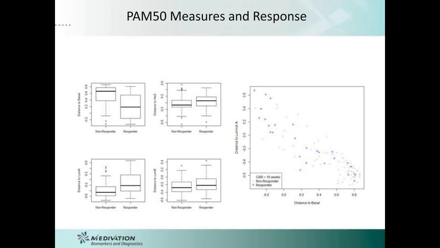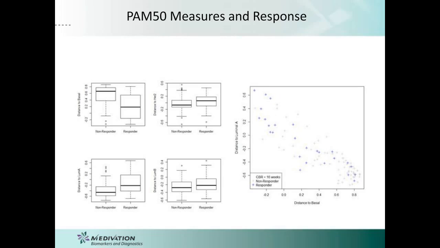And then on this next slide, we dig a little bit more deeply into the PAM50 measures. And we're looking here at the distance, instead of just calling them specific subtypes of basal versus luminal. We're looking at individual subtypes, or the quantitative measure of these individual subtypes, in order to see how strong these different measures are. And what we find is that the distance to basal, shown in the box plots on the top left, strongly segregates responders from non-responders.